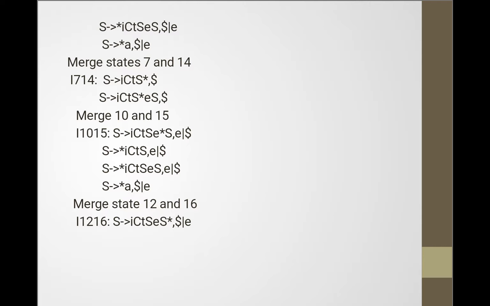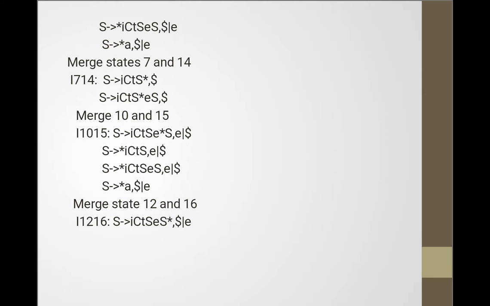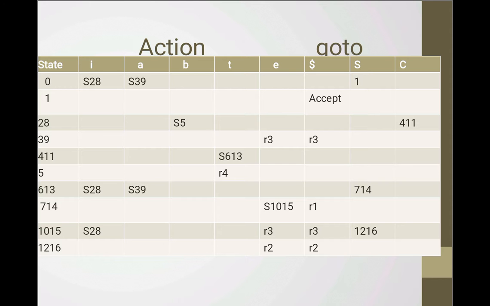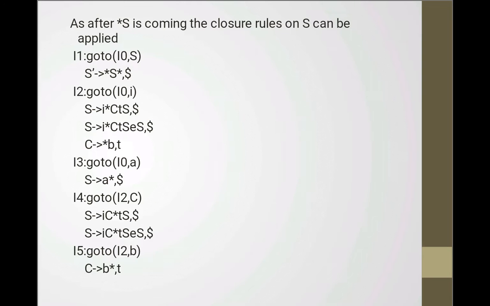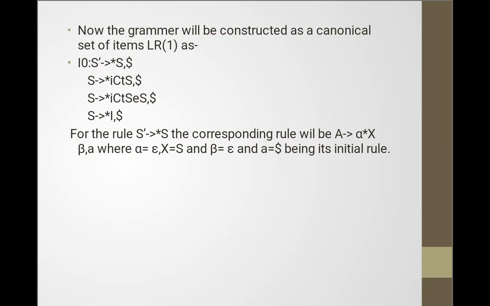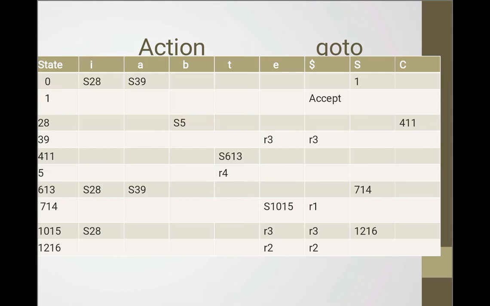Now by merging states 12 and 16, I12 16, S → ICTSES·, $ or E. Now as you can see, the merging has finished. The following table can be built by taking the actions on the merged states and following the closure rules and the canonical form. By applying all three, the actions will be taken and the table can be constructed, as you can see here, with the following states and the following inputs taken. Thank you.